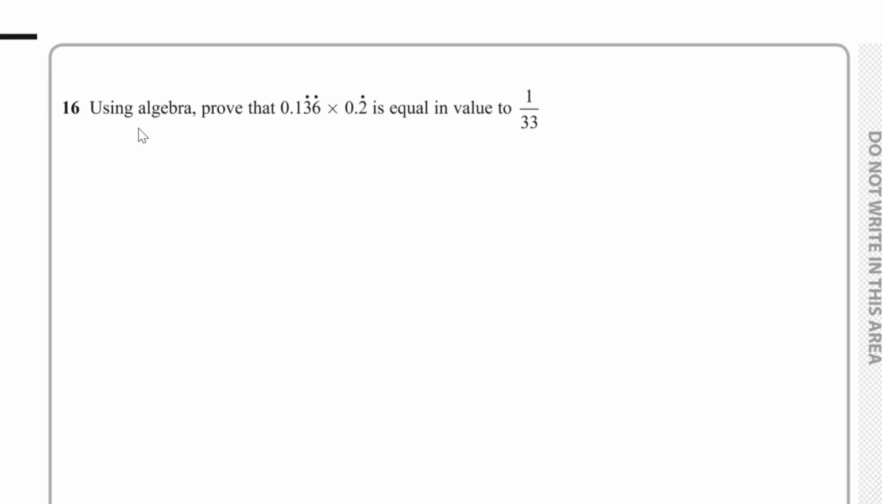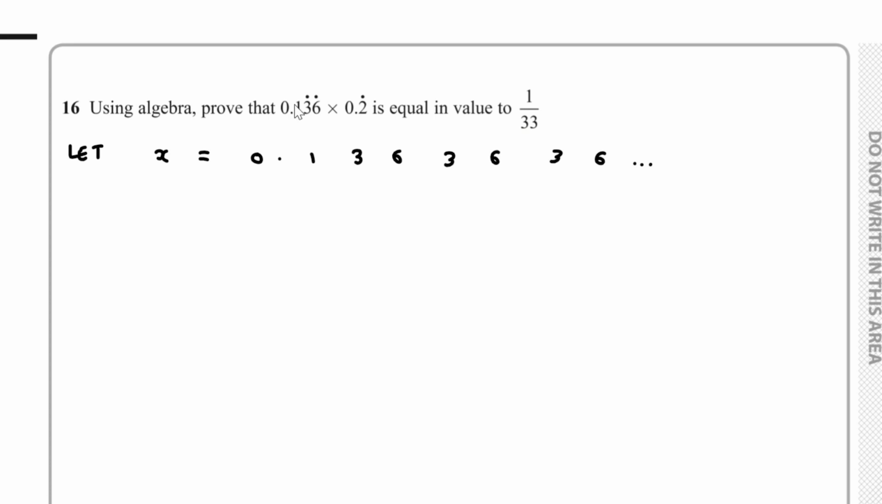Question number 16. Using algebra, we have to prove that 0.136 recurring, where the 3 and the 6 are repeating, multiplied by 0.2 recurring, where the 2 is just repeating, is equal to the value 1 over 33. Well, we will begin by letting x equal 0.136, 3, 6, 3, 6, etc.